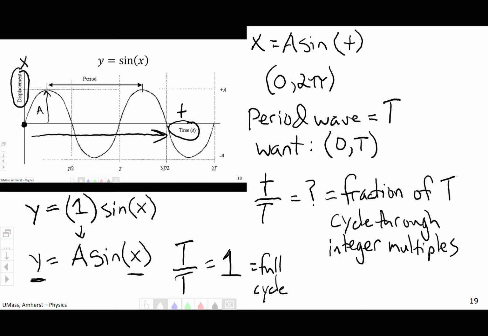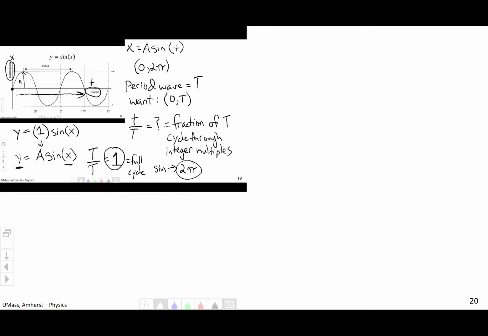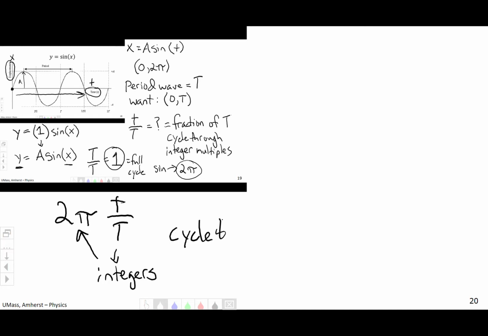except for sine, a full cycle is 2 pi. So if we multiply these two together, what we get is 2 pi. So if we take 2 pi multiplied by t over the period, what we will get is this cycles through integers multiplied by 2 pi. So we're cycling through multiples of 2 pi. And that's what we want.